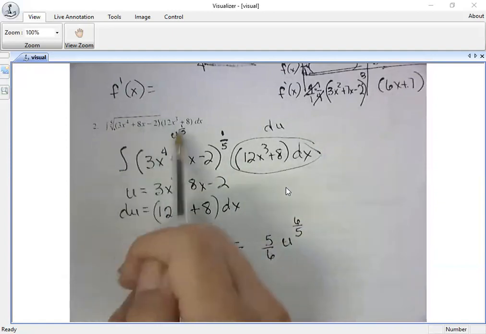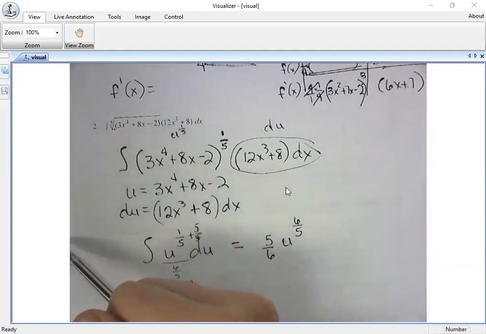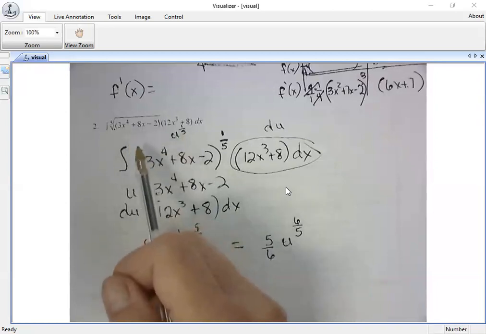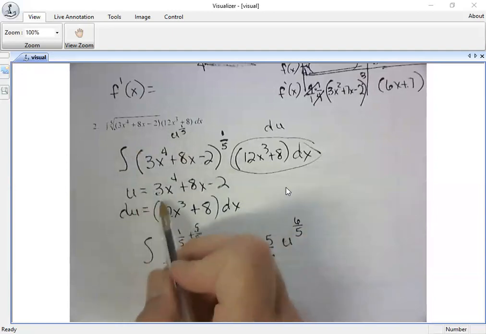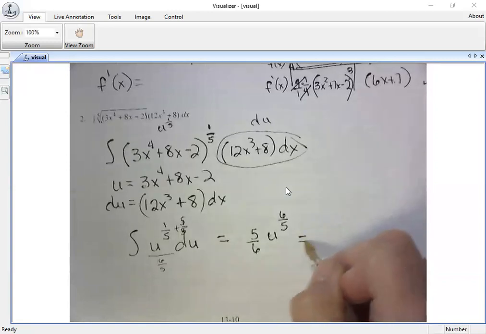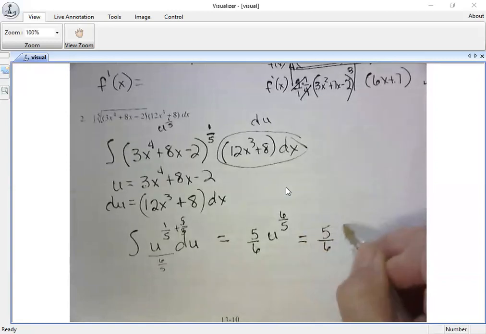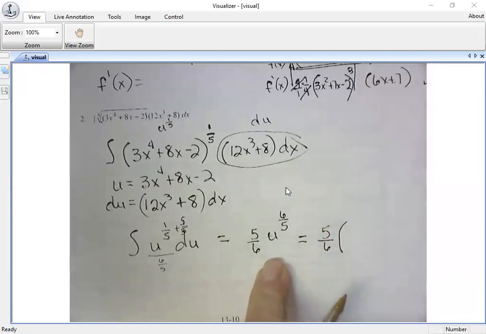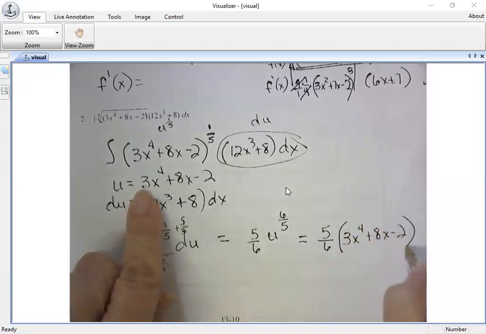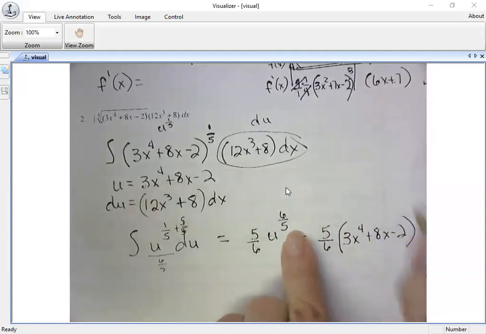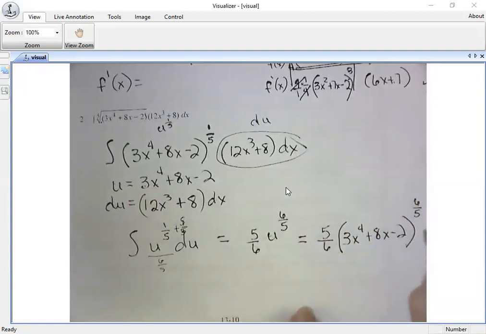Do you see any u's in what we started with? No, it came to us as x's. I can't leave my answer with u's. I have to go back and replace with what we said u was going to equal. So this is going to be 5/6 times, now what do I replace u with? 3x to the 4th plus 8x minus 2 raised to the 6/5 power, and then don't forget your plus c, right?